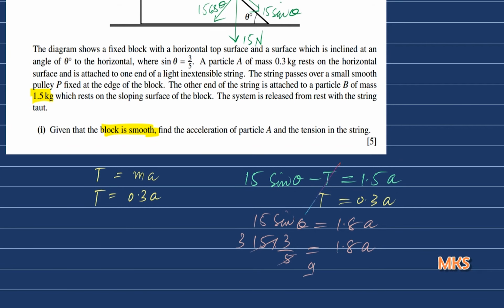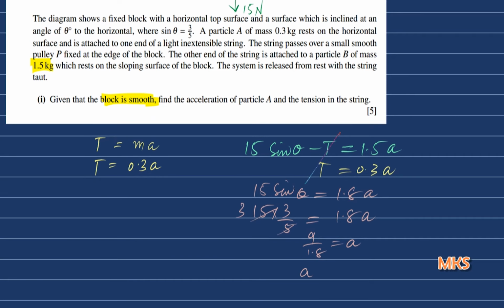So 9 over 1.8 is equal to a, which is equal to 5 meter per second squared. So the tension will be, with a as 5, 1.5 Newton.